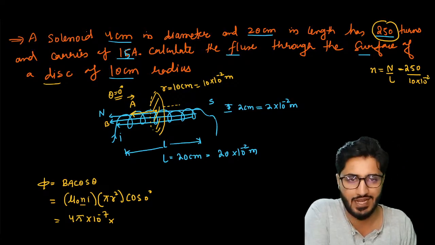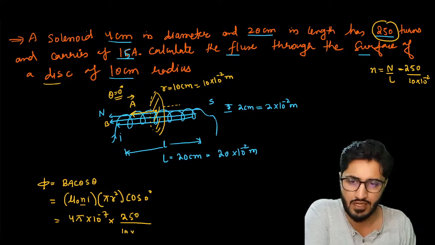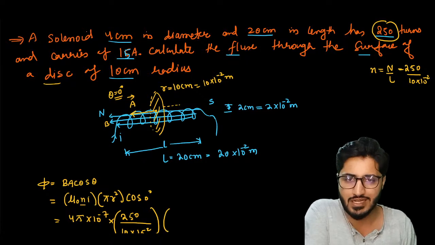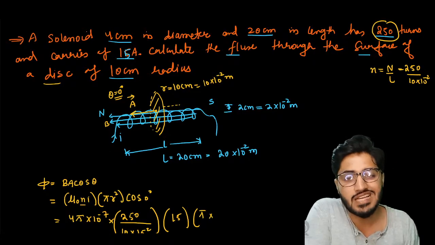So instead of n, I will write 250 divided by 10 into 10 to the power minus 2. I: what is the current? Sir, the current I guess is 15 ampere. Done. What is pi? Pi is pi only. Which R do you need to take now?